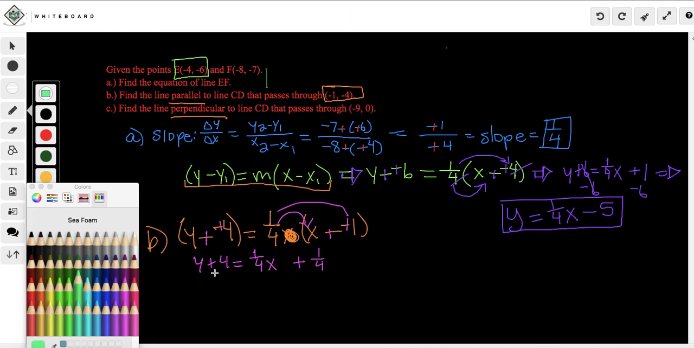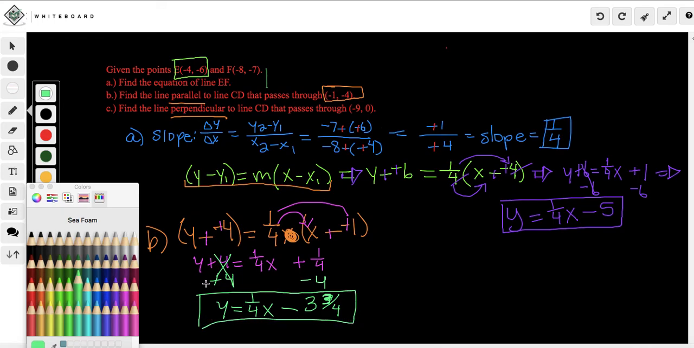Then we're just going to figure this out, right? We have to get y by itself, so we subtract 4 from both sides. So y equals 1/4 x. You can always pause this if I'm going too fast. 1/4 minus 4 is going to give you minus 3 3/4. So this will be your answer for part B. It's going to be the line that's parallel. Then we're just going to go on to part C, and we're going to do a very similar thing.